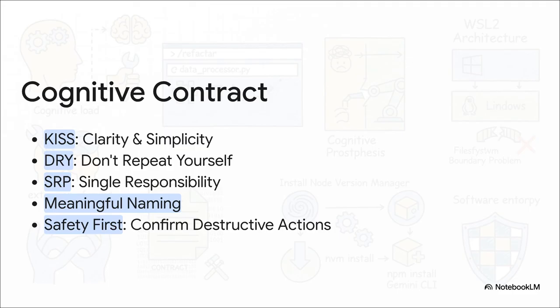So what's actually in this contract? The absolute cornerstones of software craftsmanship. Principles like keep it simple, don't repeat yourself, and the single responsibility principle. And look, these aren't just gentle suggestions for the AI. They are hard-coded directives. They're the rules of the road. The contract even covers the rules of engagement, with clauses like safety first, which forces the AI to always ask for your permission before it changes or overwrites any of your work.